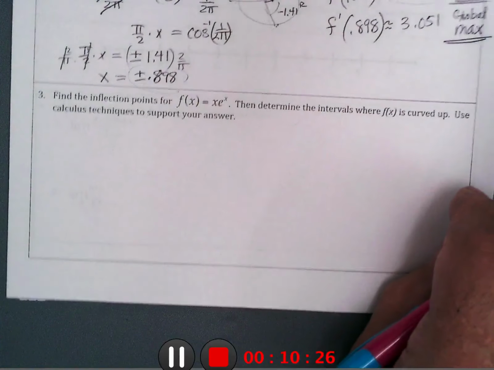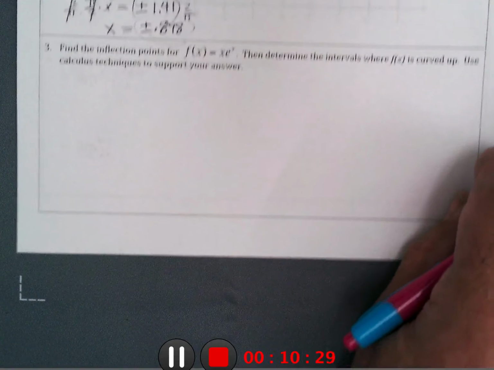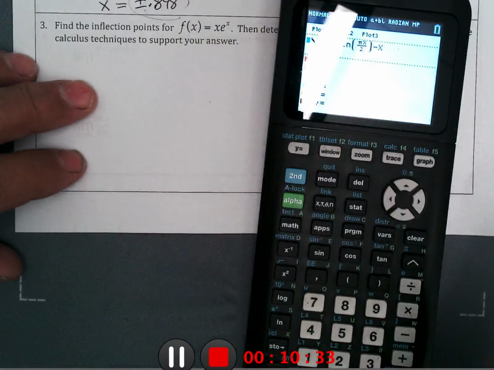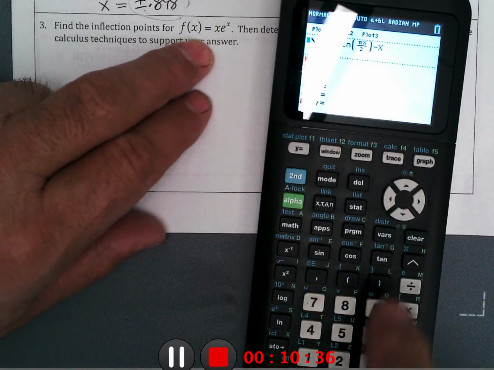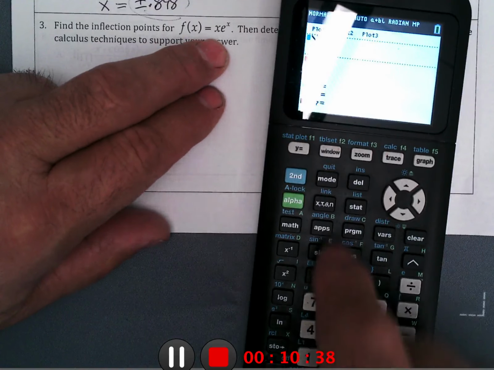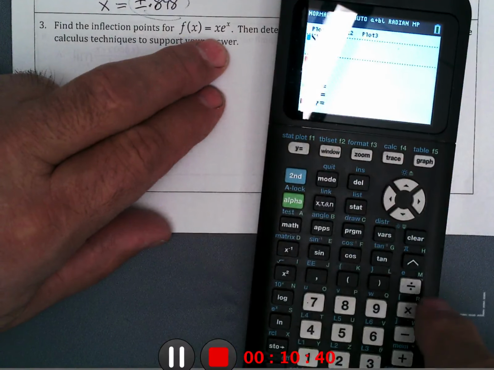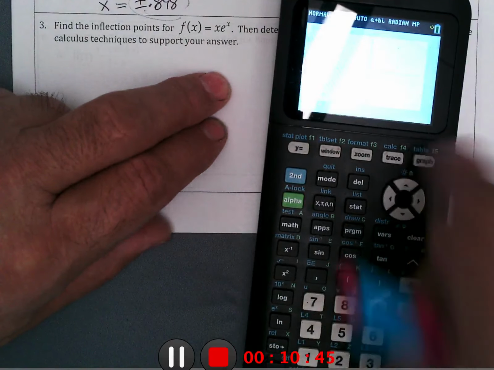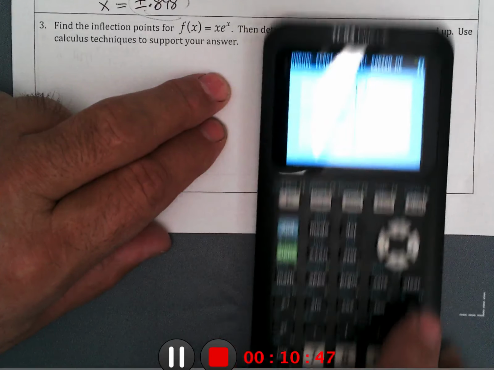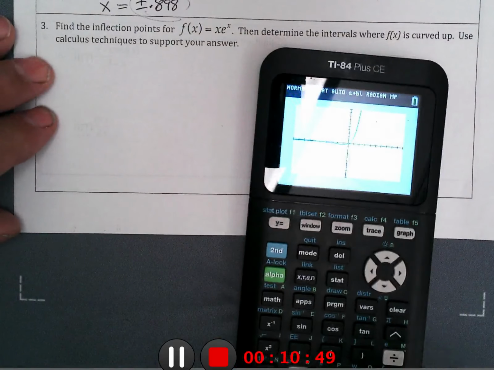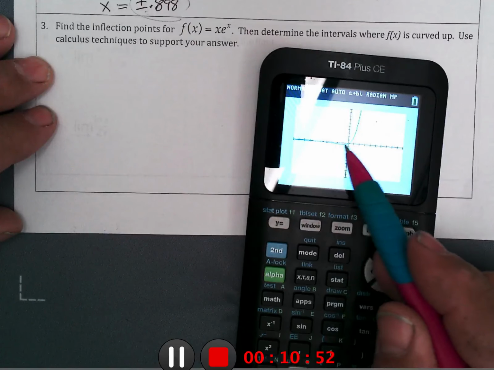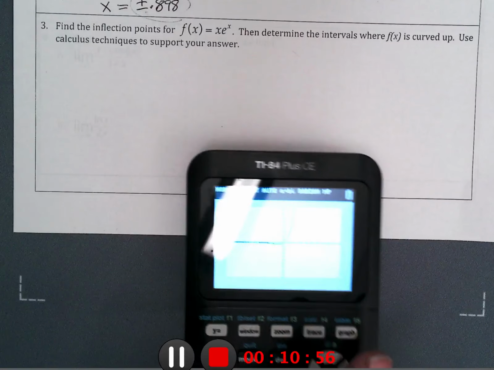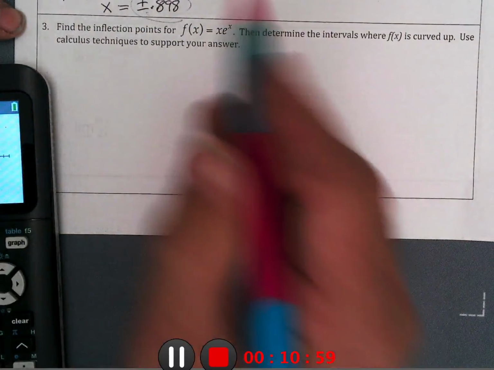Find the inflection points for this. So just so I know what I'm looking at, I'm going to type this in. It's x times e to the x graph. So it looks like it curves down, then it curves up. So there's an inflection point somewhere here on the negative side. And I get inflection points by setting the second derivative equal to 0.